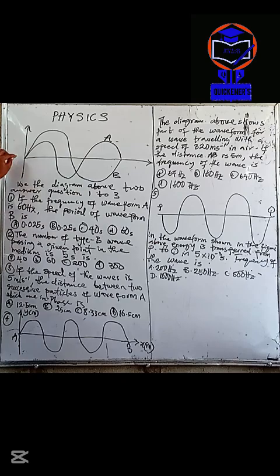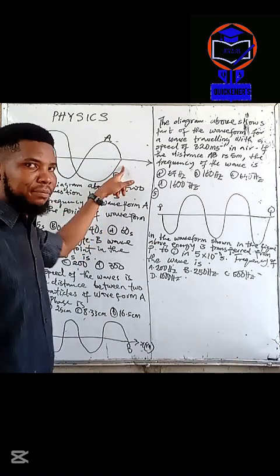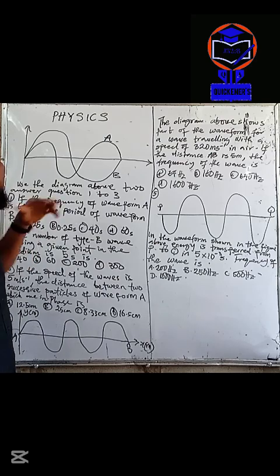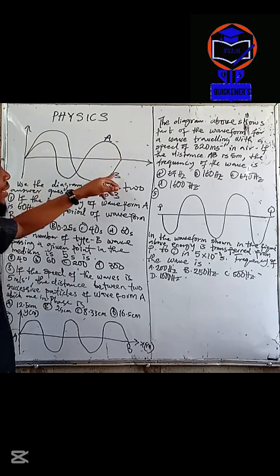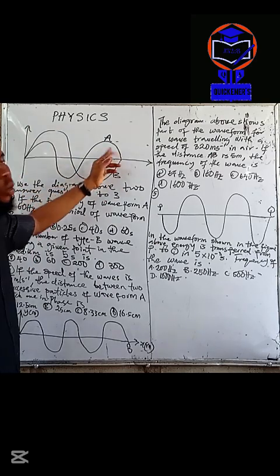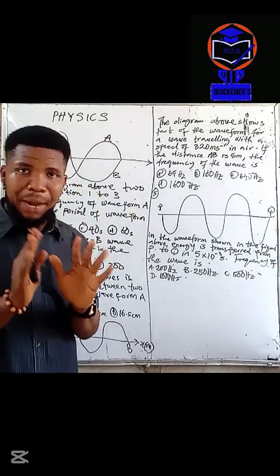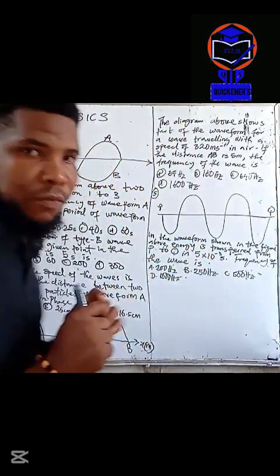Both of them completed their motion at the same time, but one has a higher frequency than the other. A vibrates more than B. B just makes one cycle, A makes 1, 2 and 3. This is how to interpret the diagram before you start solving the question.